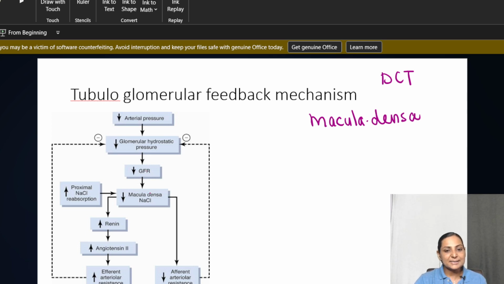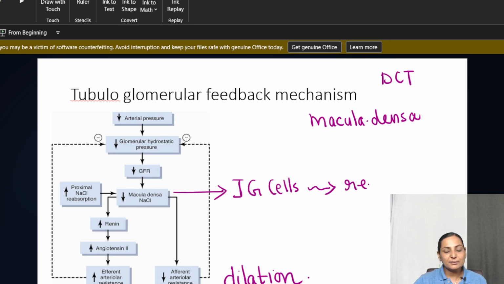If the GFR decreases, then the amount of sodium chloride which is entering into the macula densa decreases. This is going to decrease the afferent arteriolar resistance. That means at the level of the afferent arterioles, you are going to get dilatation. Whenever there is a decrease in the NaCl coming in, the macula densa will convey this signal to the juxtaglomerular cells. The juxtaglomerular cells in turn will secrete renin. This will activate the renin-angiotensin mechanism.